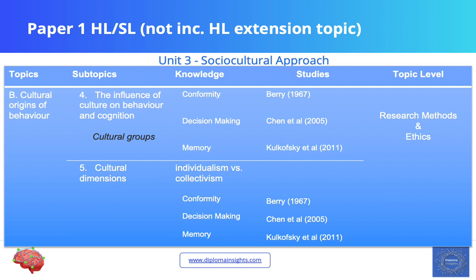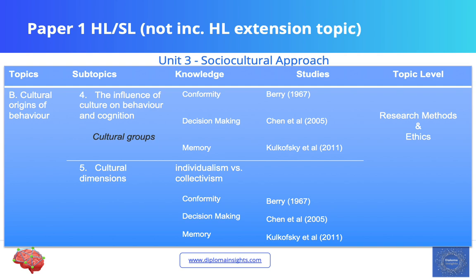And there's been lots of research that looks at the differences between individualistic cultures and collectivist cultures. So again, we can look at conformity, we can look at decision making, we look at memory. We don't have to look at all three. Two would be sufficient as long as you're able to use these studies to help you explain the origins of behaviour when using the concepts of individualism and collectivism.